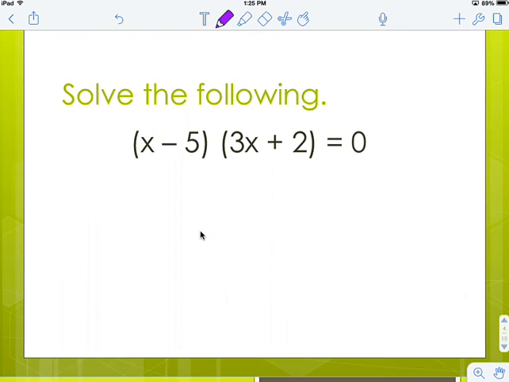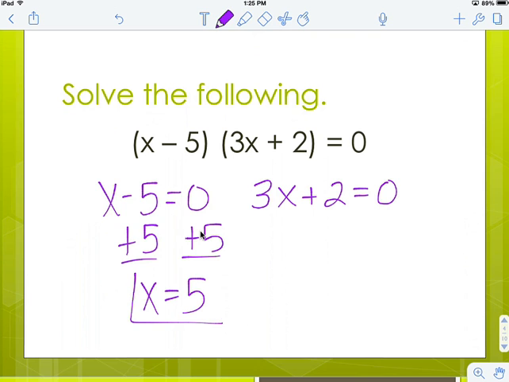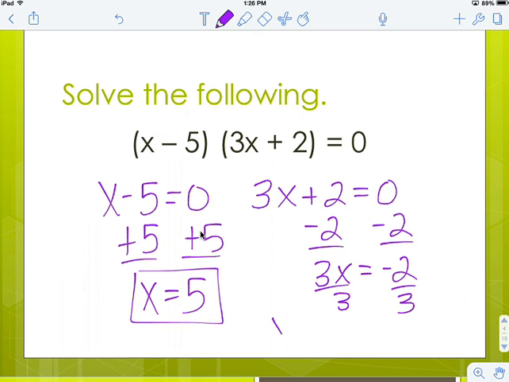Same thing here. If x minus 5 times 3x plus 2 is 0, then one of these has to equal 0. So x minus 5 is 0, 3x plus 2 is 0. So to solve for x on the first one, we add 5. So x is 5. We subtract 2 on the second one first, and then divide by 3. So our second answer is negative 2/3.